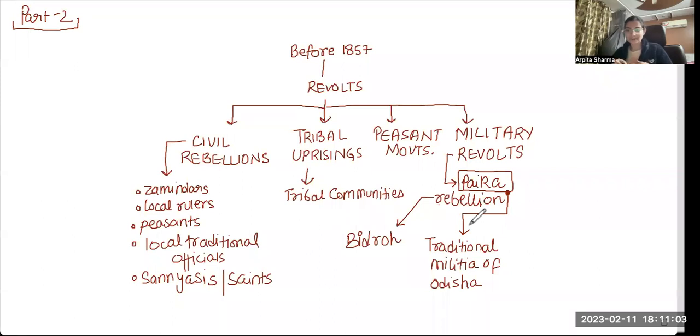Jaldi se batao, fatafat. Yes, Khurda, very good. They were a part of the Khurda kingdom. Acha, tell me, what was the currency system in Odisha which was removed by the Britishers? We discussed all of it in the last class. Kauri, very good. Kauris were made up of? Very good, Ishwar. Kauris were made up of shell, seashells.